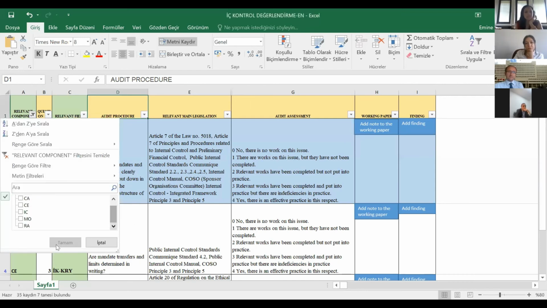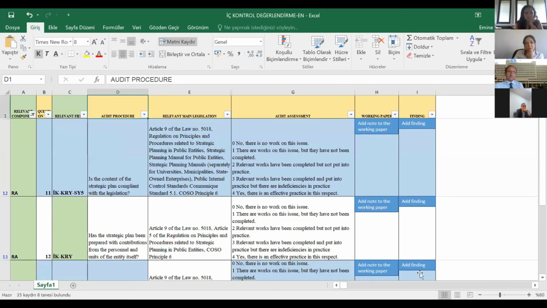Let's look at the risk assessment questions. Is the content of the strategic plan compliant with the legislation? This is an interesting question because it is the concern of the compliance audit, the concern of the financial audit, and the concern of enterprise risk management, the internal control system, and strategic management. So if there is no strategic plan, or it is not complying with the legislation, I think it is obvious that there will be some audit findings.